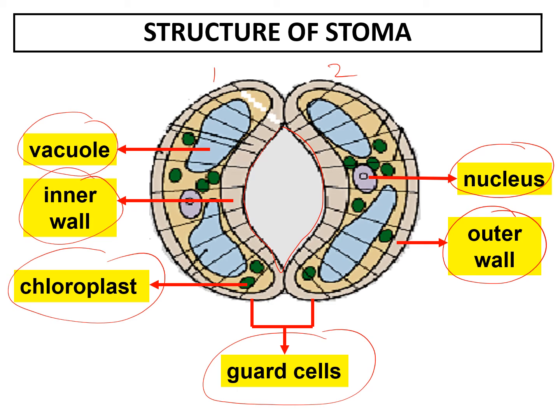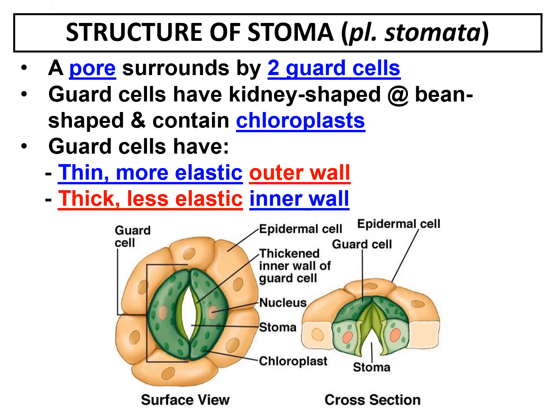The inner walls of the guard cells are less flexible. They are thicker than the outer wall. The outer wall is thinner and more flexible. So actually, stoma, the plural of stoma is stomata. So a stoma is a pore surrounded by two guard cells. The guard cells have a kidney bean shape and they contain chloroplasts.